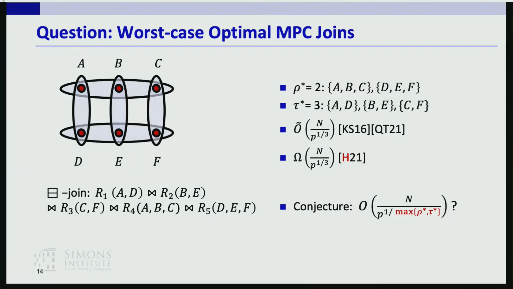The first big question is the worst case optimal MPC join algorithm. This is the join I just mentioned. It has a rather simple structure with AD join BE, join CF, join ABC, join DEF. And it has fractional edge covering number 2 and fractional edge packing number 3. And also the upper bound and lower bound already match. A big question is, what's the worst case optimal algorithm for general joins? We conjecture that the worst case optimality would be related to the max between fractional edge covering number and edge packing number, but it's still open for both upper bound and lower bound.